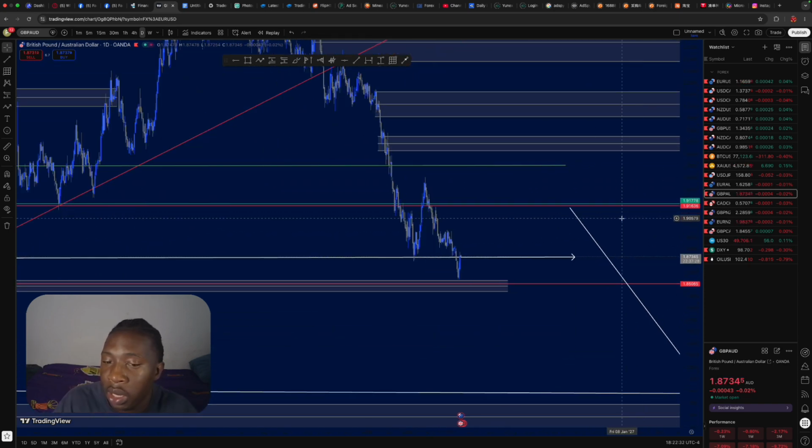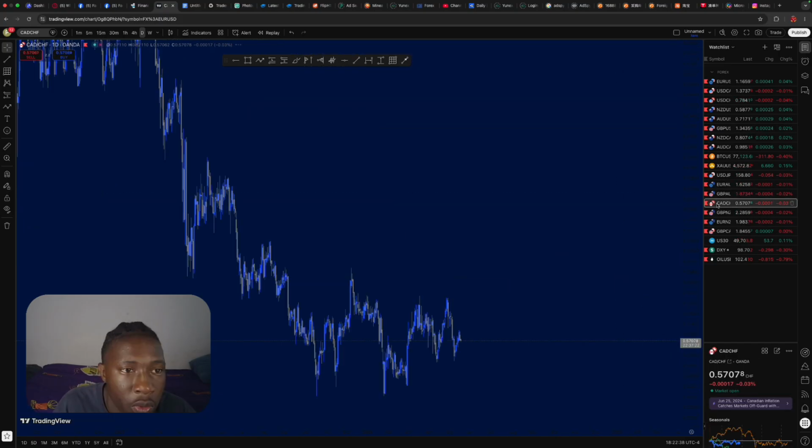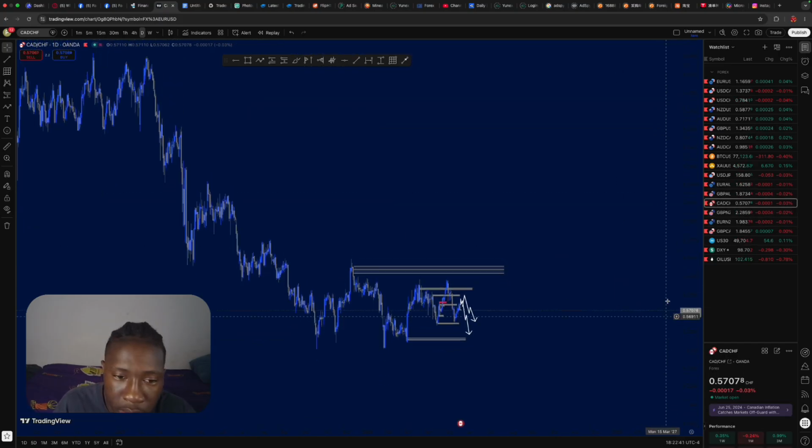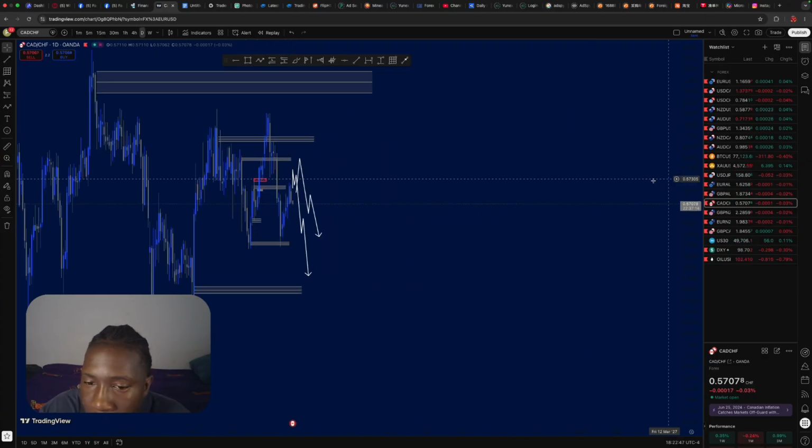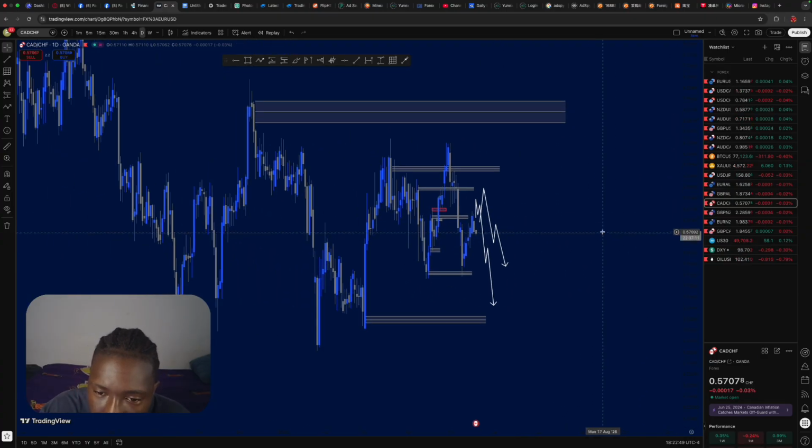And we go to CAD CHF. CAD CHF, I think it wants to continue moving to the downside. I see some rejection on the daily chart right here, so I think the market wants to continue to the downside, because we said we need a pullback and we did receive a pullback. So I think it is going to continue to the downside, this one.